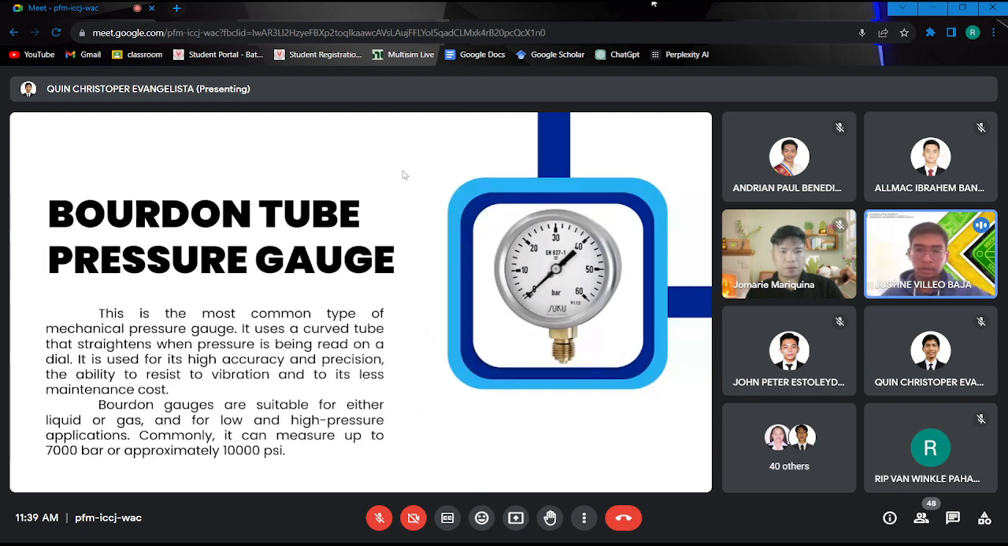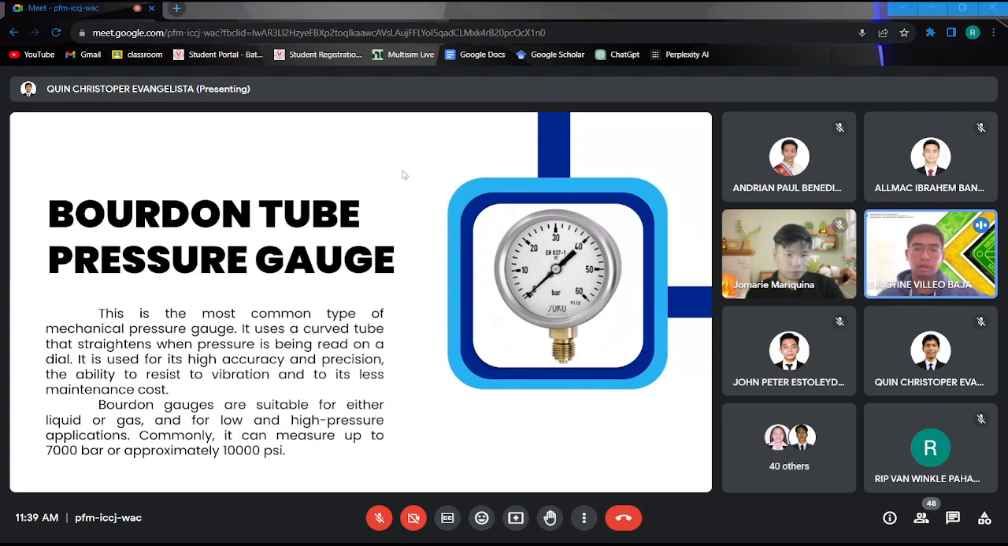Bourdon tube pressure gauge, this is the most common type of mechanical pressure gauge. It uses a curved tube that straightens when pressure is being read on a dial. It is used for its high accuracy and precision, the ability to resist vibration, and its low maintenance cost. Bourdon gauges are suitable for either liquid or gas and for low and high pressure application. Commonly, it can measure up to 7,000 or approximately 10,000 PSI.